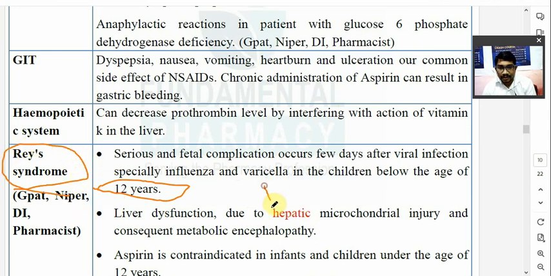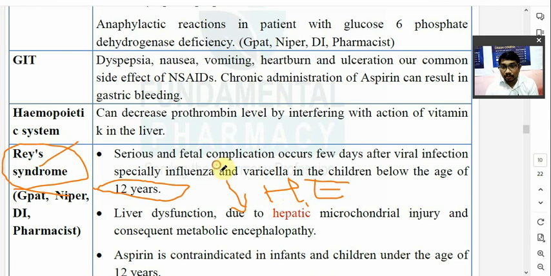Hepatic encephalopathy will develop. Now, hepatic encephalopathy means what? Your liver is not able to remove toxins from the body, and the toxins get accumulated in the body and act on the brain. That results in nausea, vomiting, decreased mental activity, vertigo, dizziness. So that is known as Reye's syndrome.